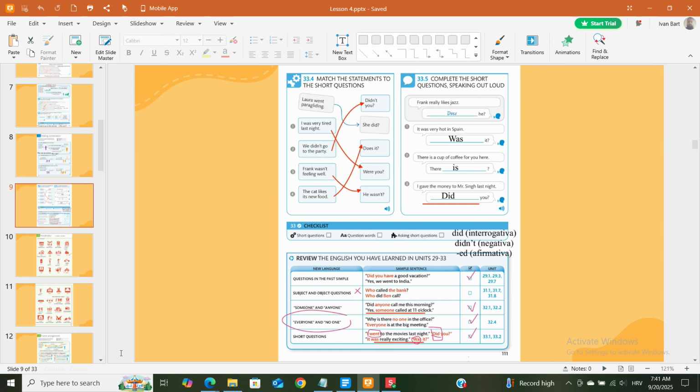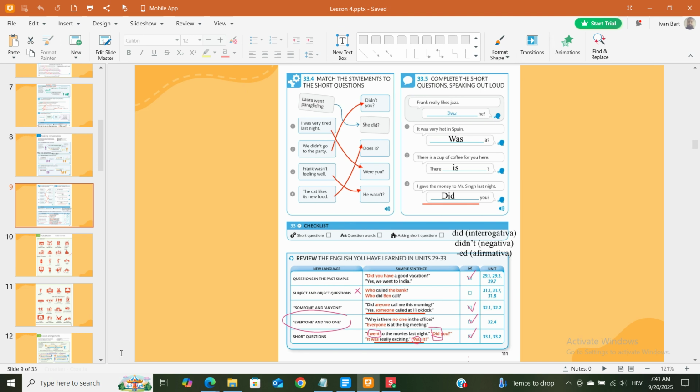33 Checklist. Short questions are question words. Asking short questions. Did, interrogative. Didn't, negative. Review the English you have learned in Units 29 to 33. New language: questions in the past simple. Subject and object questions.